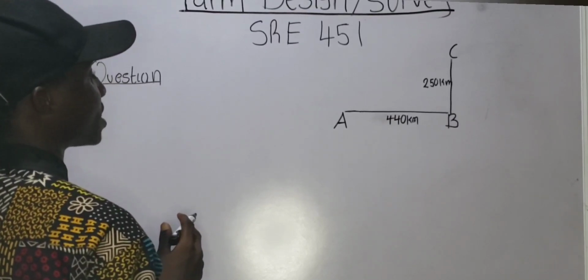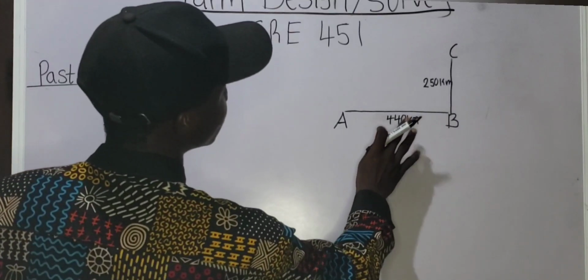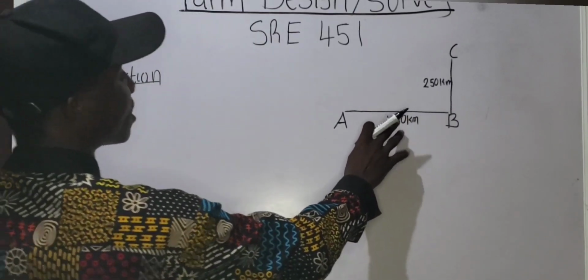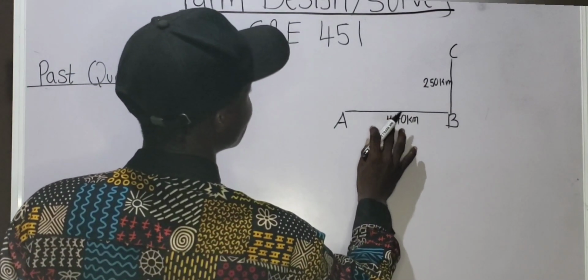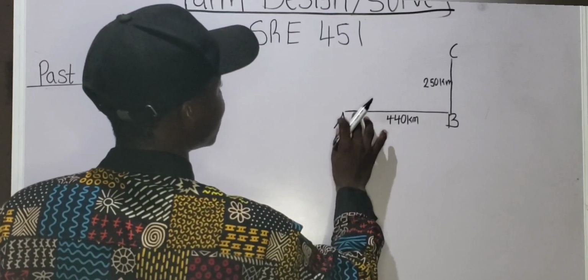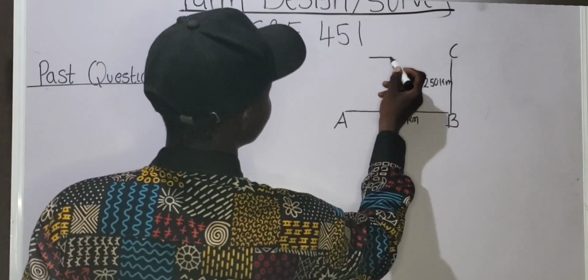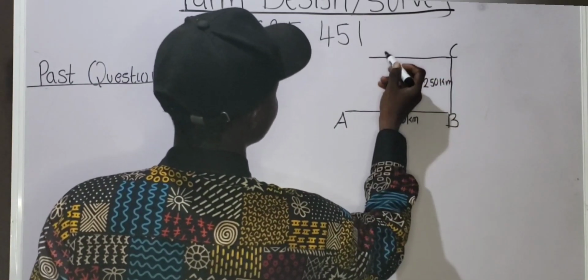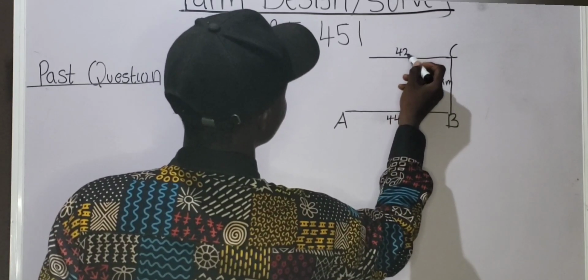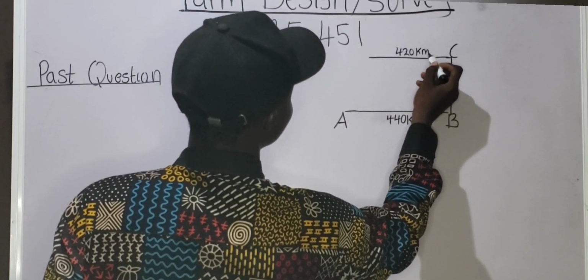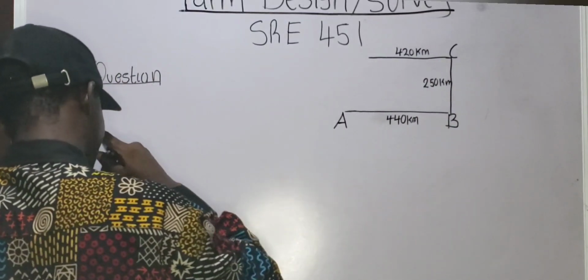Okay? Now, and from C to D, which was parallel to point A to B, the length is what? 420 km. Now, 420 km is less than 440 km. So the length will not be much as this, okay? So the length will be something like this. You get it? So this is 420 km. Do you understand? So let's proceed.